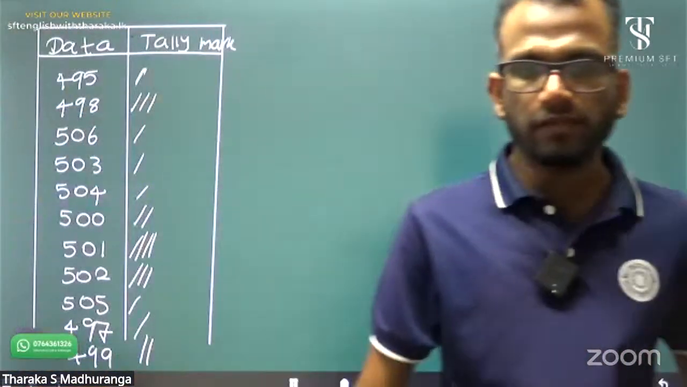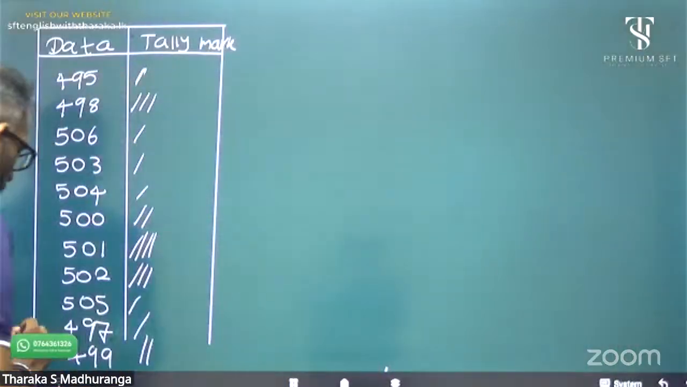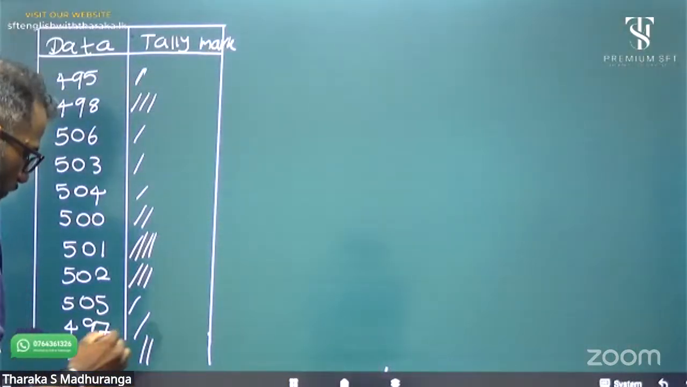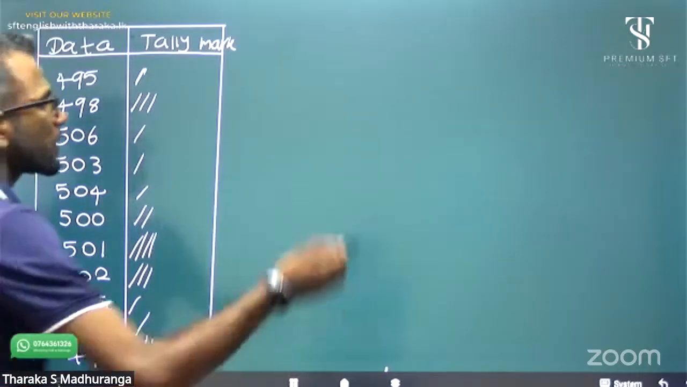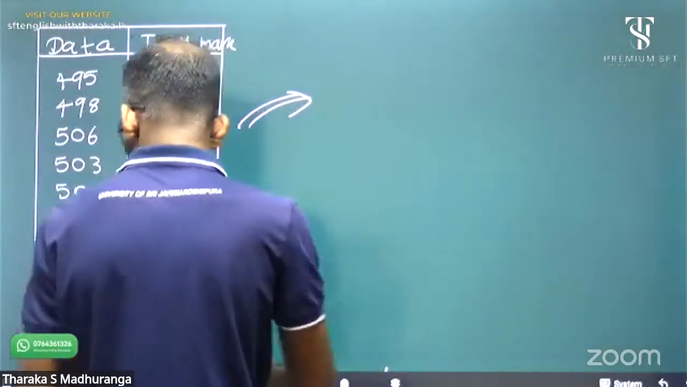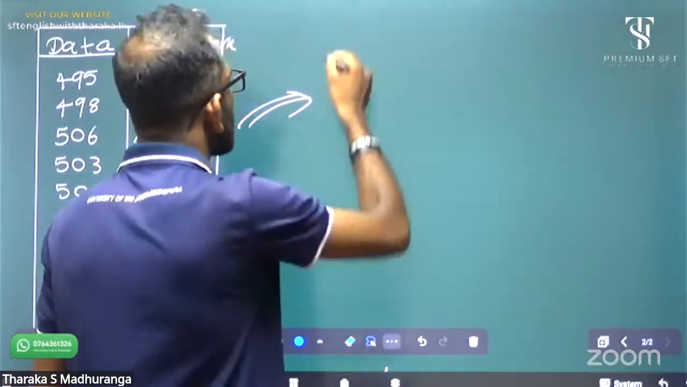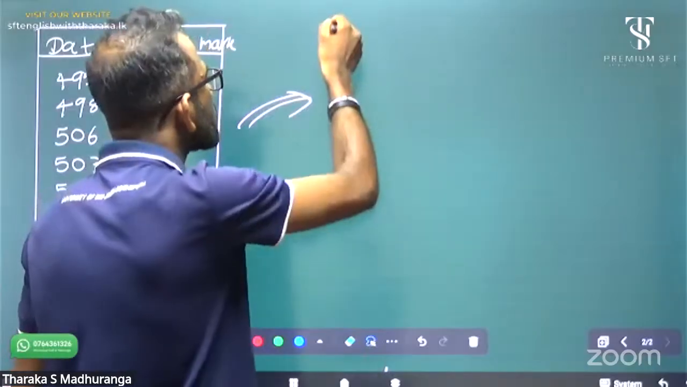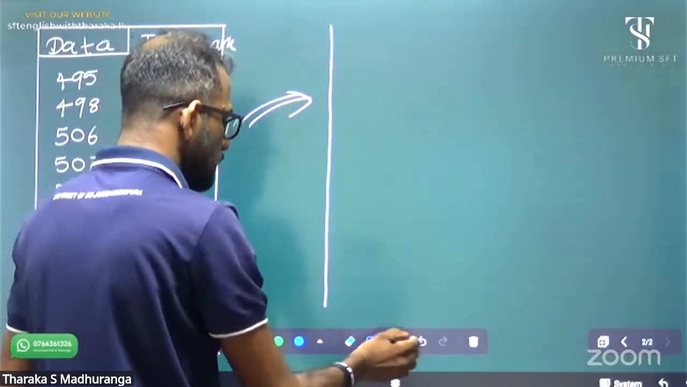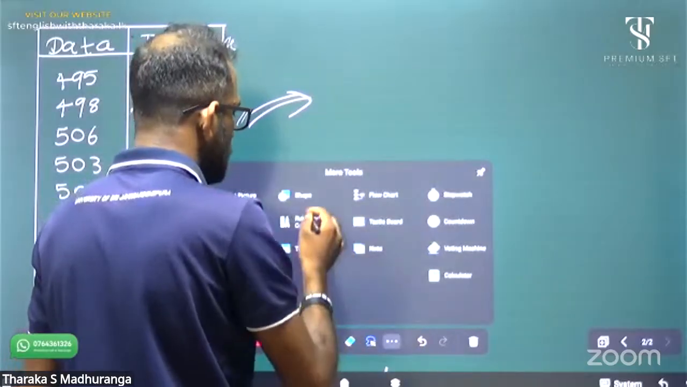Okay, that is an ungrouped frequency distribution table with tally marks. This is not the complete table. Now you can convert this table into the exact ungrouped frequency distribution table. What's the method? You have to prepare a table with the data in ascending order.